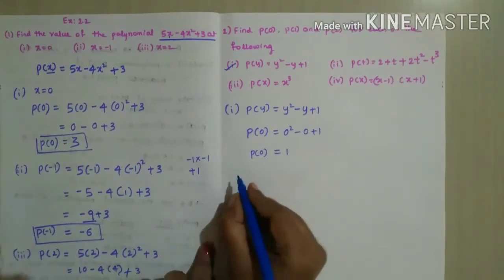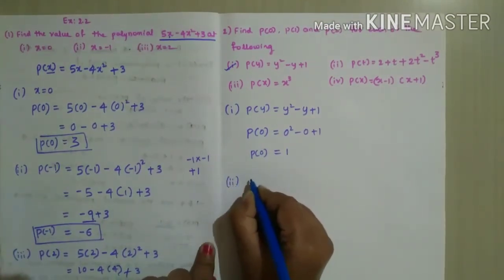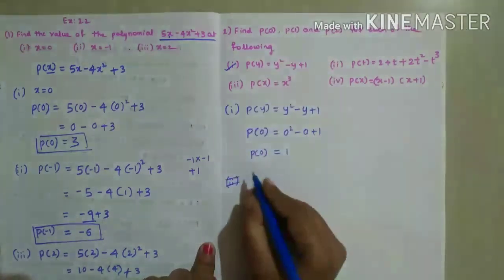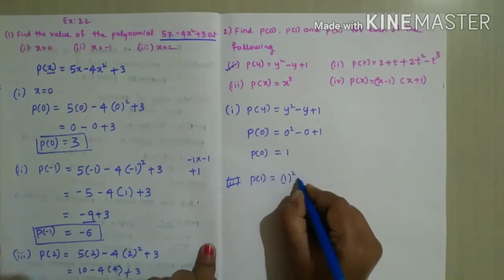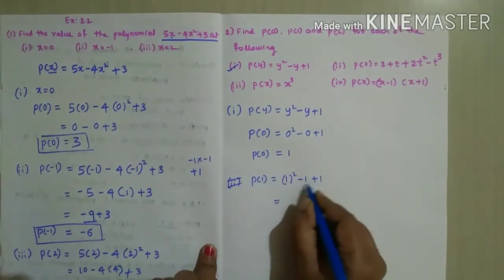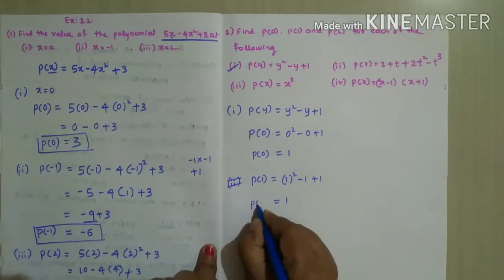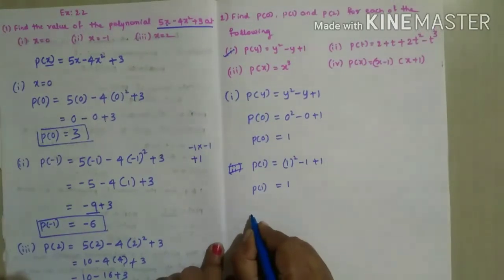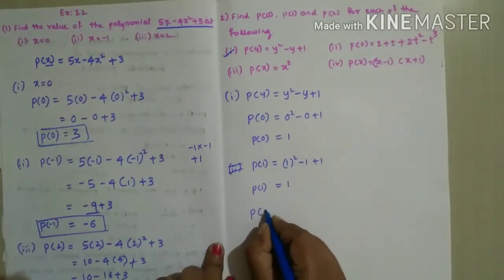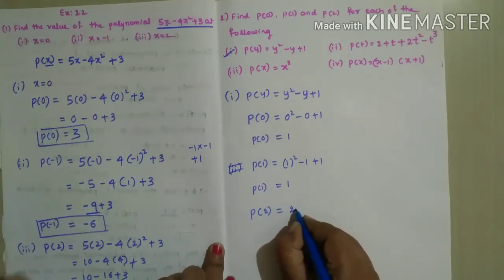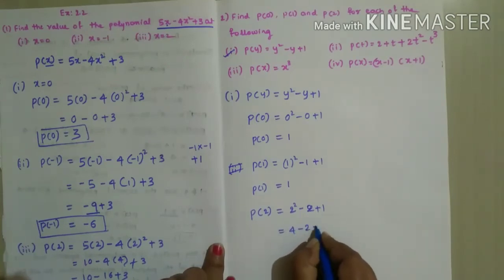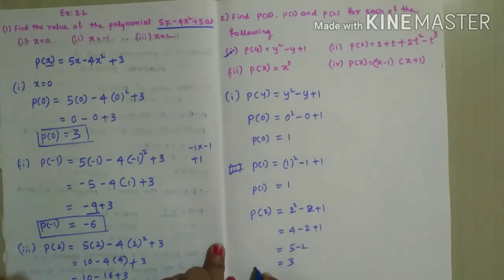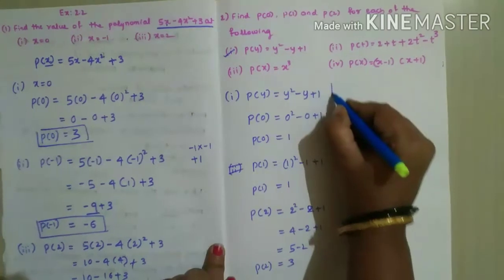Now the second one I will see. In that only P of 1 I have to find, no? P of 1, in place of y I have to replace 1 plus 1. So minus 1 and plus 1 will become 0. So it is 1. Now P of 2 is equal to 2 square minus 2 plus 1. 4 minus 2 plus 1. 4 plus 1 is 5 minus 2. 5 minus 2 is 3. This is the first sum.